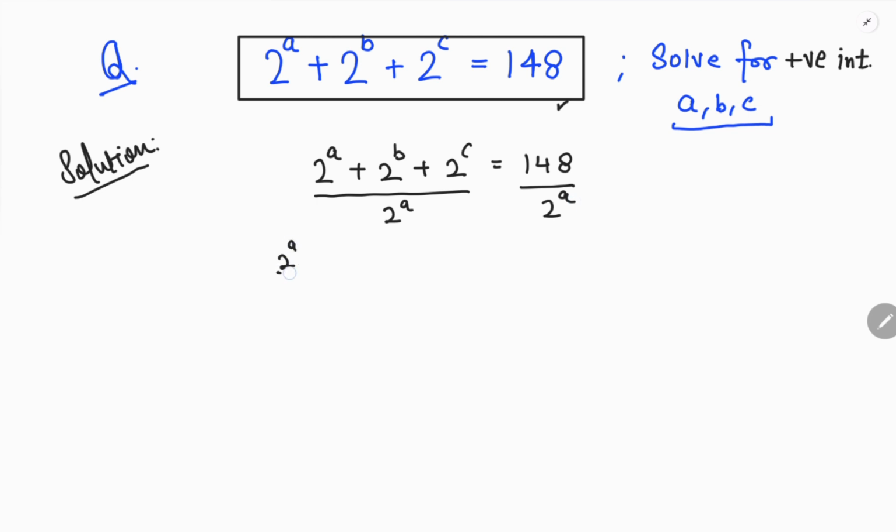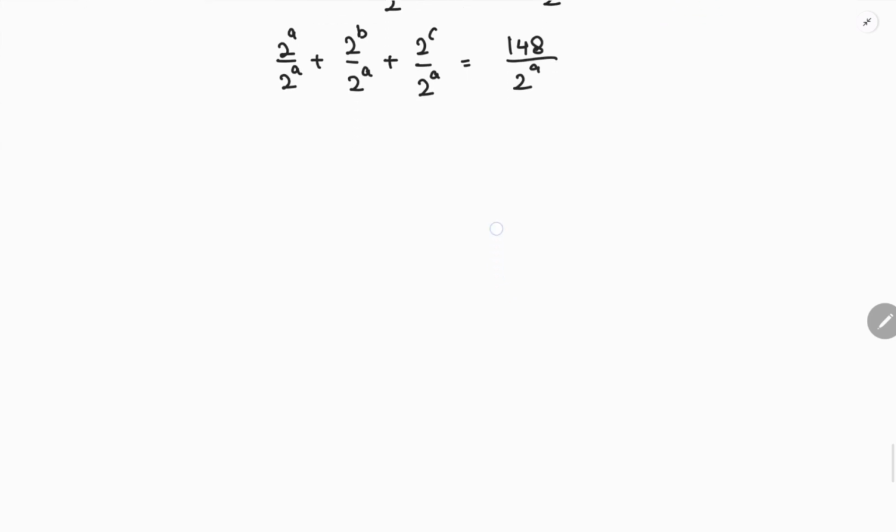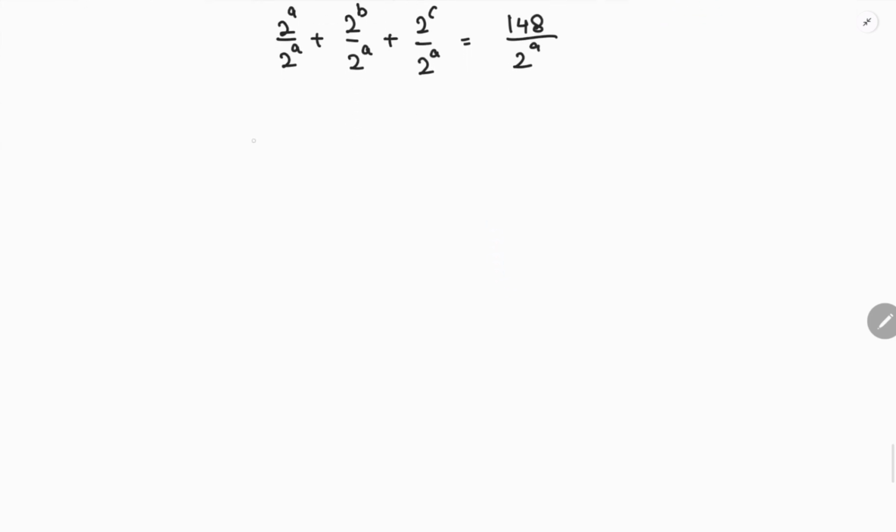If I divide, this will be 2 raised to power a by 2 raised to power a, 2 raised to power b by 2 raised to power a, 2 raised to power c by 2 raised to power a, and 148 by 2 raised to power a. Okay, so this is 1 plus 2 raised to power b minus a plus 2 raised to power c minus a, right, is equal to 148. And this 2 raised to power a I can write here in the product by cross multiplying, right?